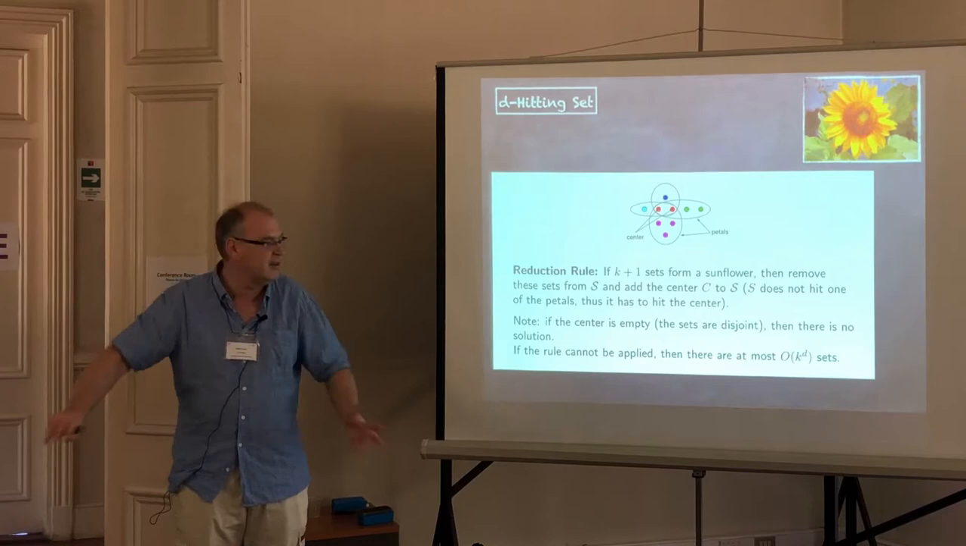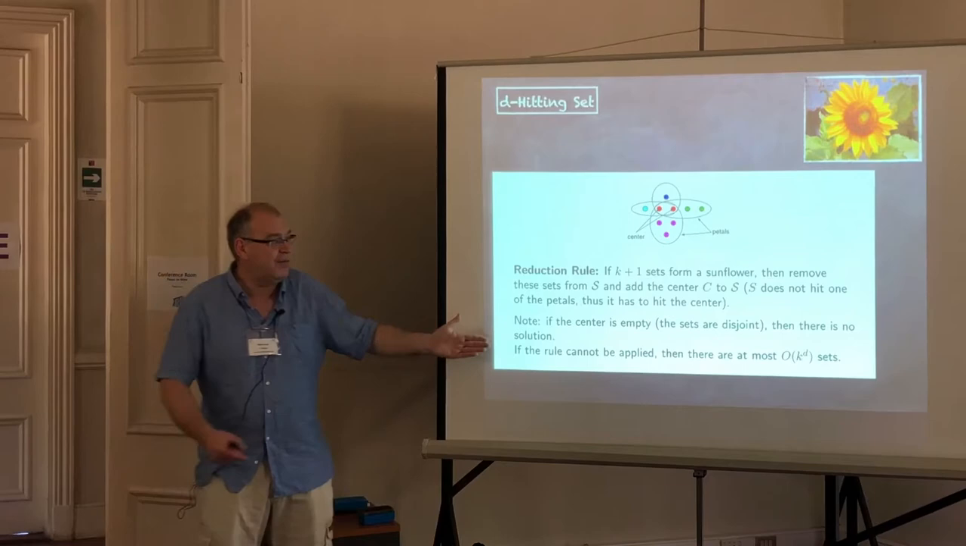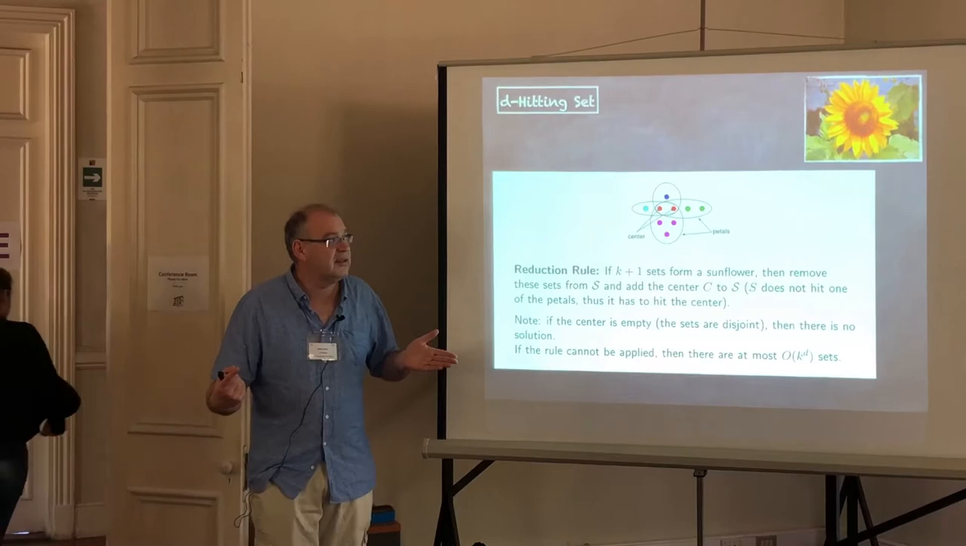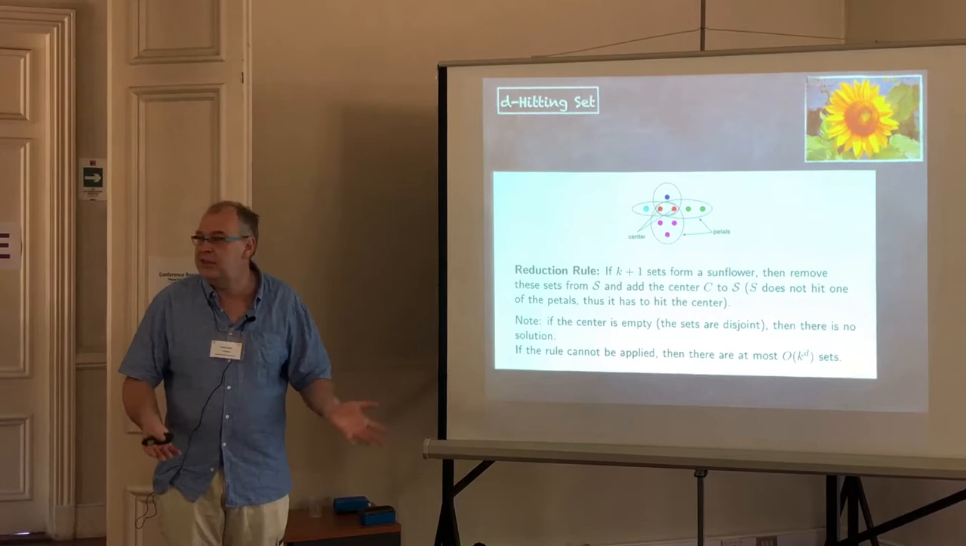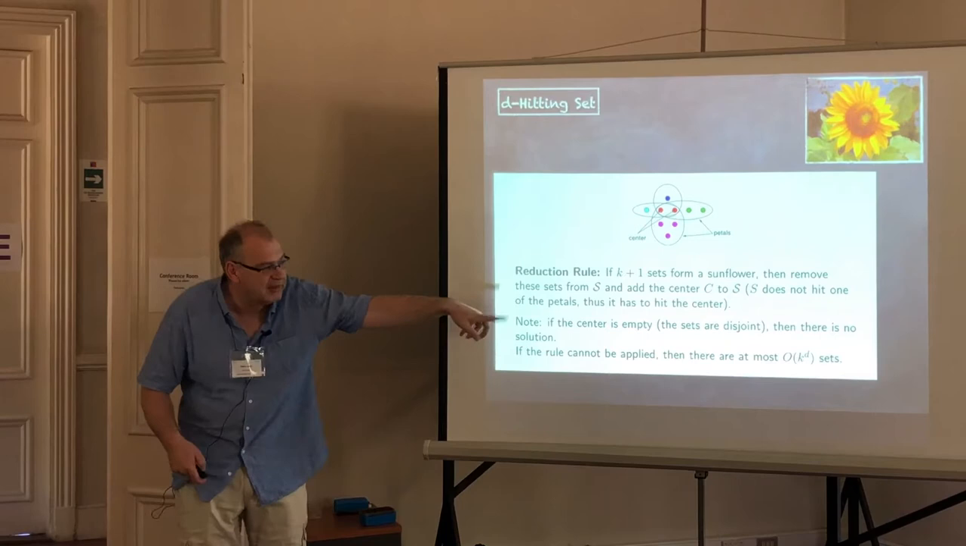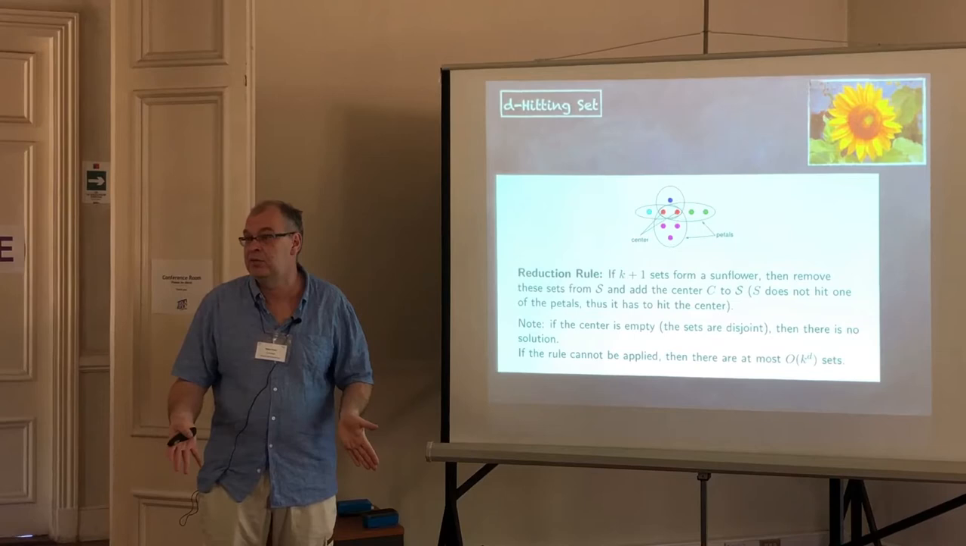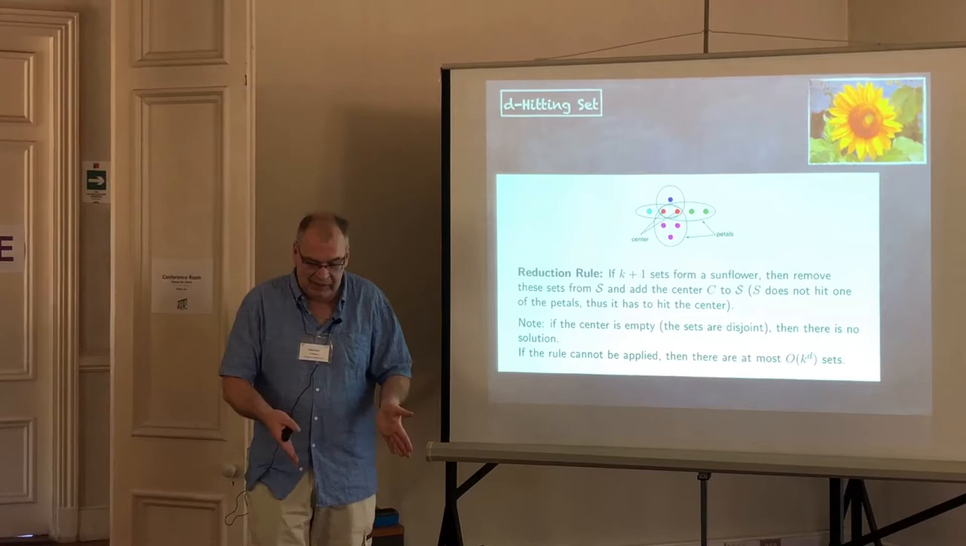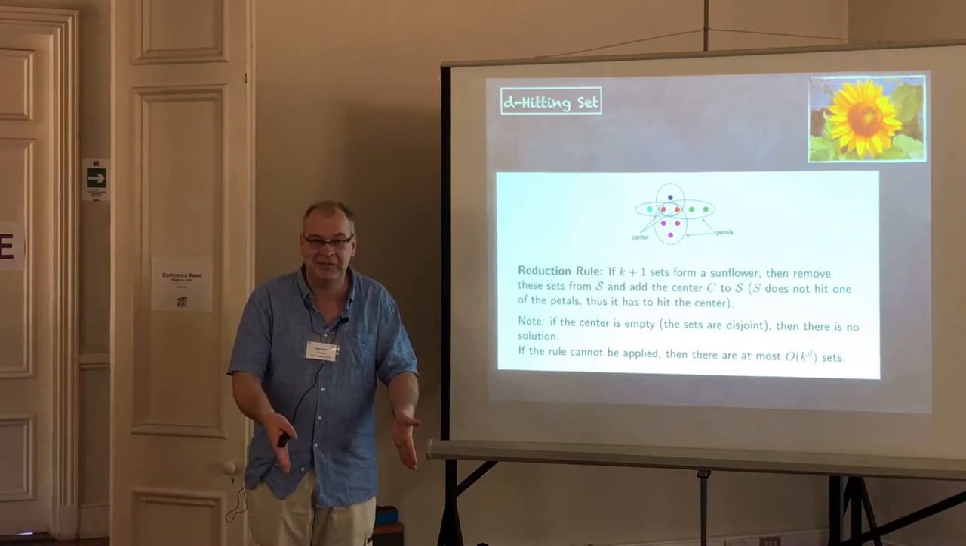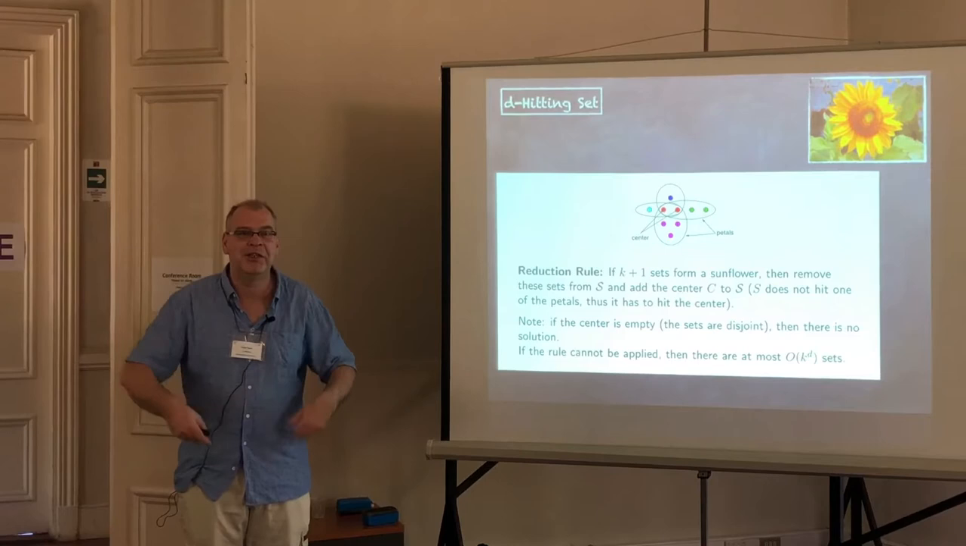And then by the sunflower lemma, if I cannot apply this reduction rule, this means that my instance has at most k to the power d sets. Because by the sunflower lemma, if I have more than k to the d times some constant depending on d sets, then I have a sunflower, and I can apply the reduction rule. So what happened here? We just took a nice lemma from old extremal set theory and applied it in a nice way, and we really avoided all the mess of trying to analyze what's happening with this and with that.